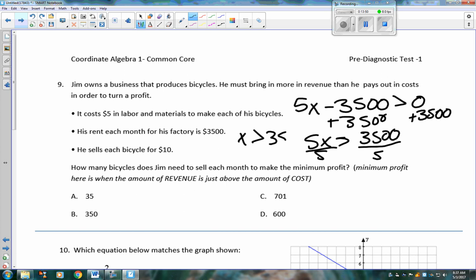I don't think X equals 701. What's 3,500 divided by 5? 700. But I want to know how much it will take for him to be above the amount of cost. So I have to add one more to 700, which will give me C, 701.